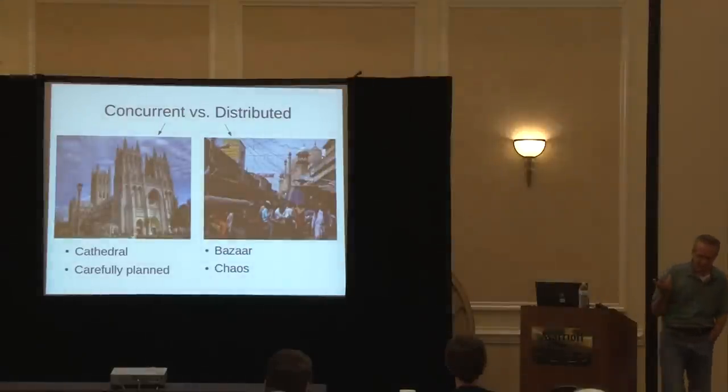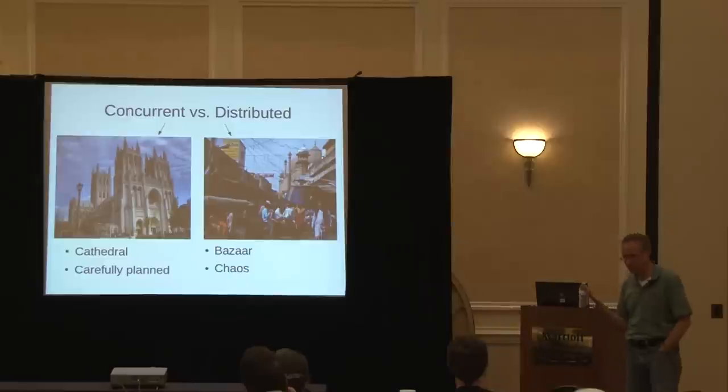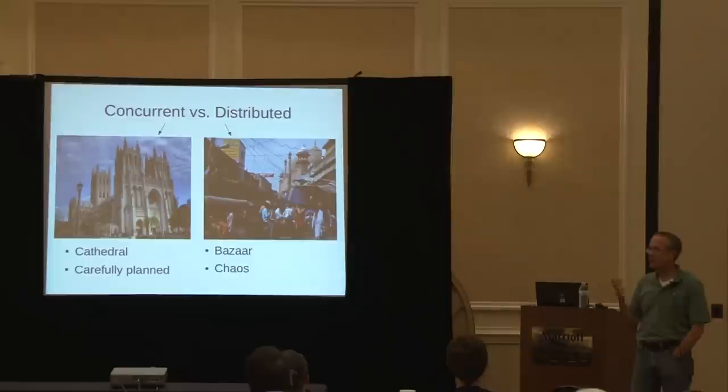Now, the other thing that you hear people talk about, the difference between distributed versus concurrent version systems, is this whole concept of the cathedral versus the bazaar. This goes back to Eric Raymond's paper about the different development models. People think that the concurrent versioning system, CVS, because it has the central repository and it's centrally planned, is sort of the cathedral model of development.